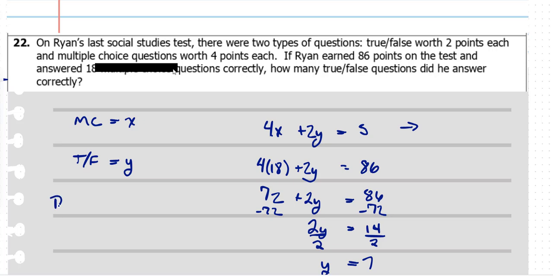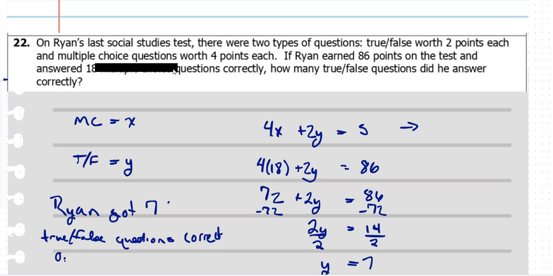So Ryan got 7 true, false questions correct on his test.